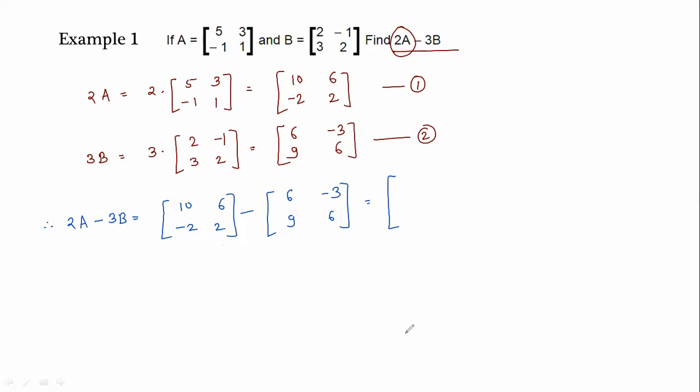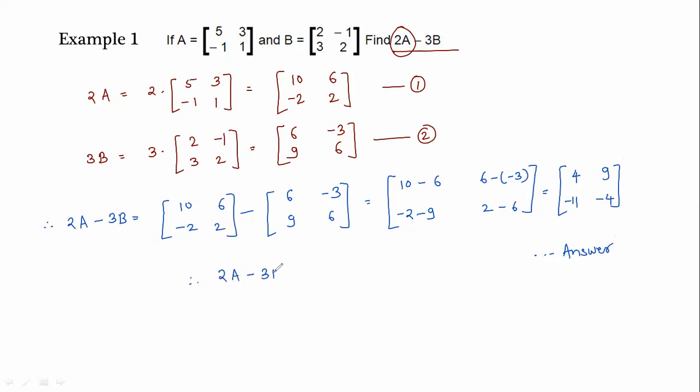Let me write this. First element will be 10 minus 6. Second, 6 minus of minus 3. Next, minus 2 minus 9. Next, 2 minus 6. Is it correct? So what is 10 minus 6? 4. 6 plus 3, 9. Minus 2 minus 9, minus 11. 2 minus 6, minus 4. This is your answer. So 2A minus 3B is equal to 4, 9, minus 11, minus 4. This is your final answer.